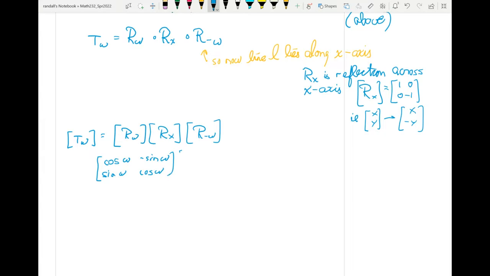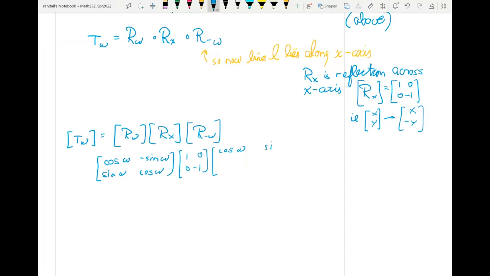Okay, fine. And then you have this rotation, or this reflection, the easy one. Then you have another rotation by minus omega. Now I'm not going to write cosine of minus omega or sine of minus omega. I'm just going to use the oddness and evenness of the functions. Cosine is even, so the cosine of minus omega is cosine omega. Sine is odd, so sine of minus omega is minus sine omega.